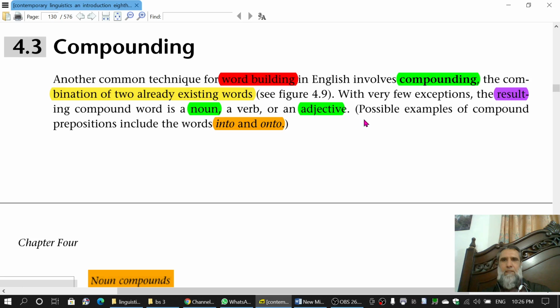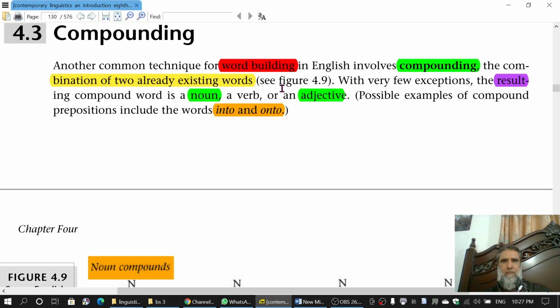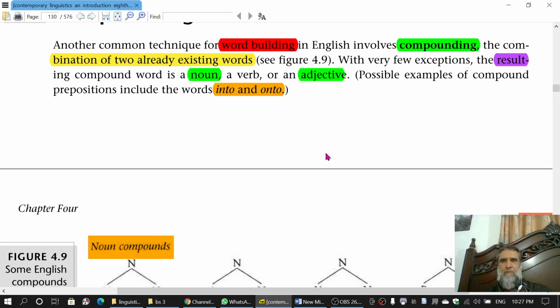Sometimes we can use prepositions in compounding, and the possible examples of compound prepositions often include into and onto. They are not important. Important are the nouns, the verbs, and the adjectives. Compounding means the combination of two already existing words.